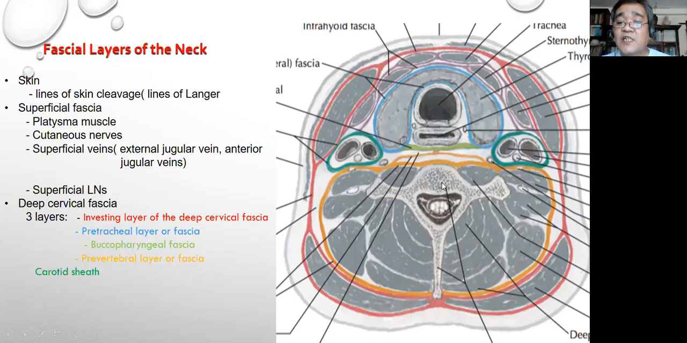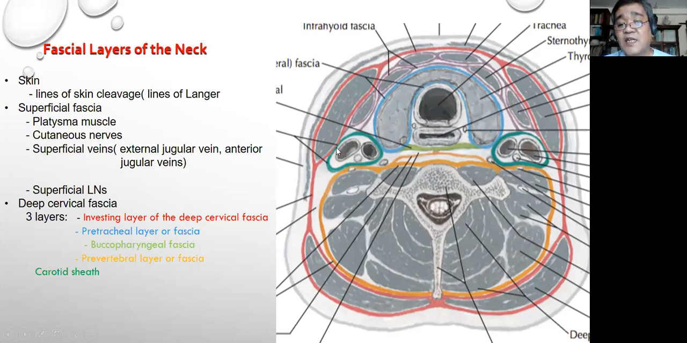Now, the next or the deepest layer is your prevertebral layer. This one, or the prevertebral fascia, the one colored orange, forms a tubular sheath around the vertebral column, specifically around the cervical vertebral column, and including the muscles that attach to it. Okay, this is the prevertebral fascia.